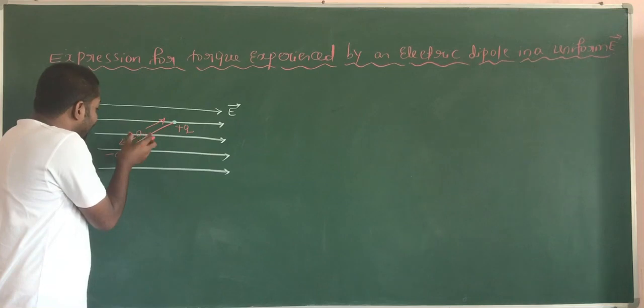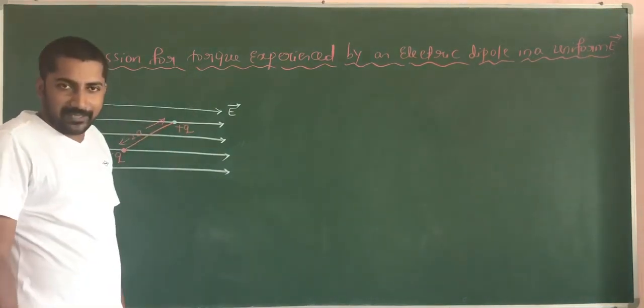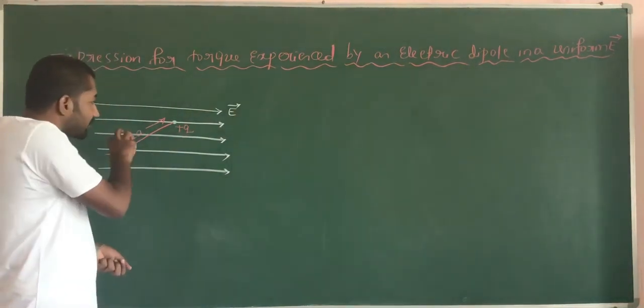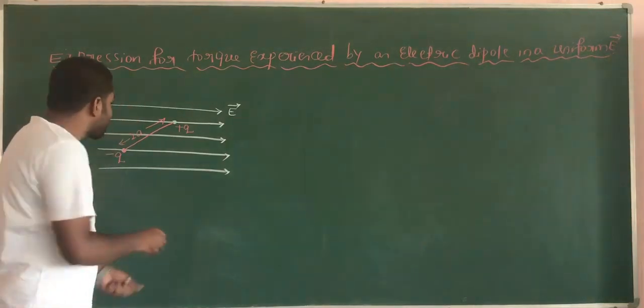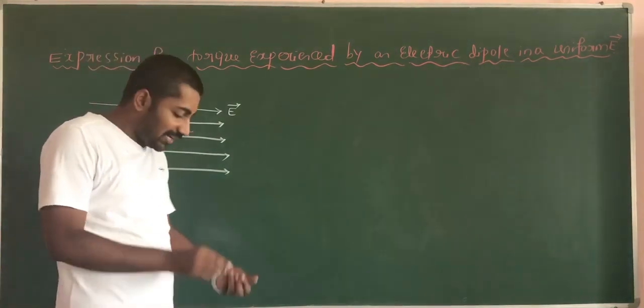When this electric dipole is placed in the region of uniform electric field, or in an external electric field, it produces a certain torque, which makes a certain angle theta.